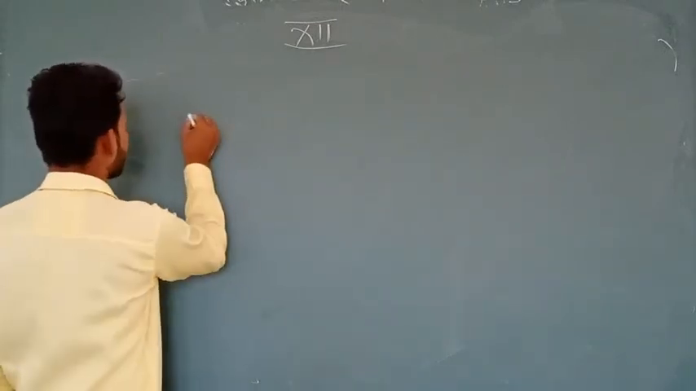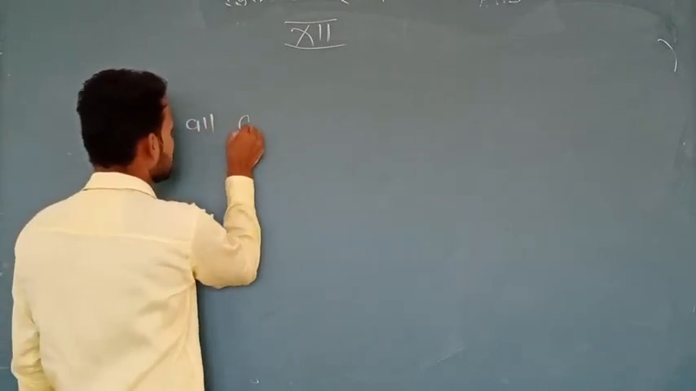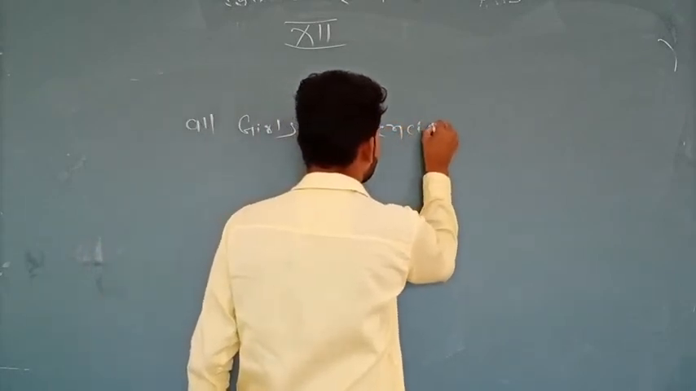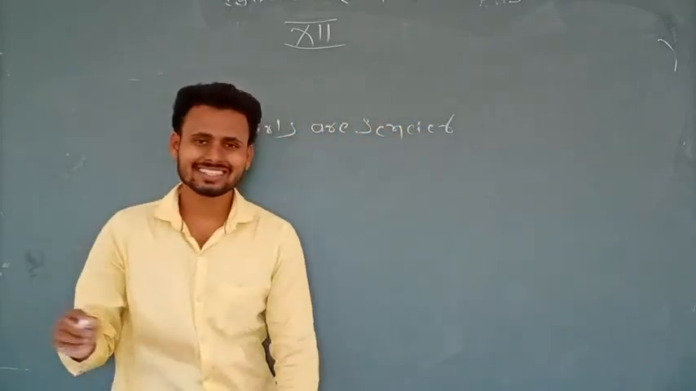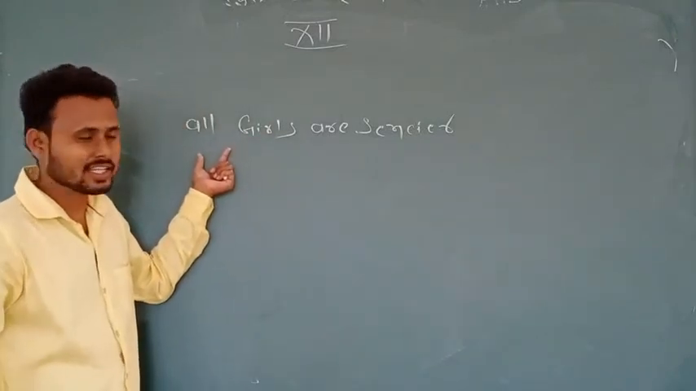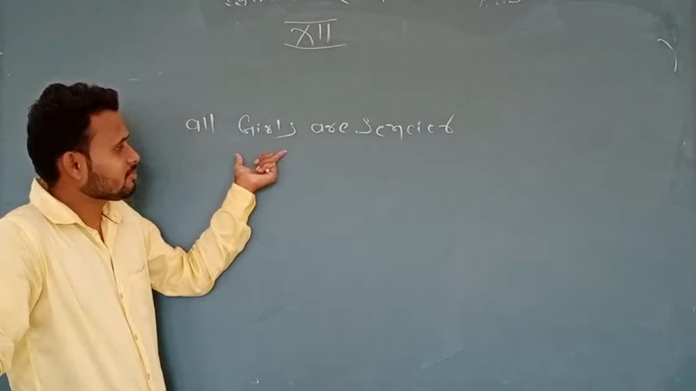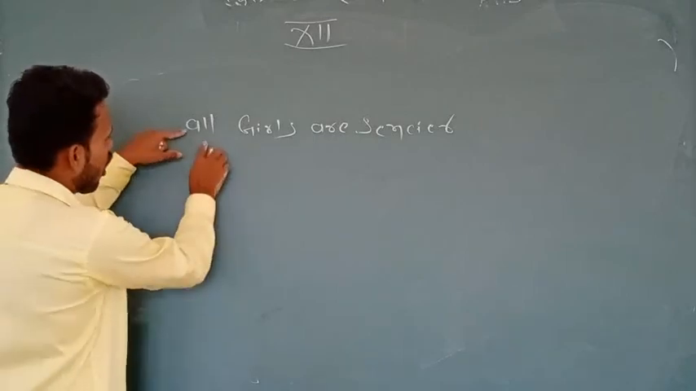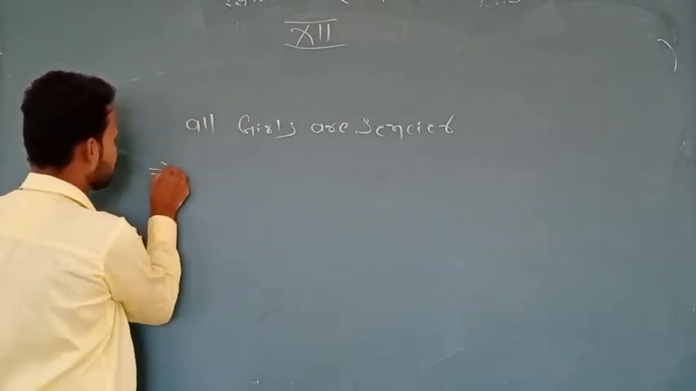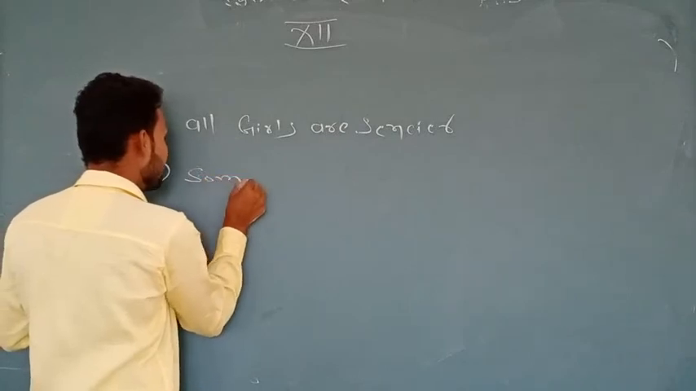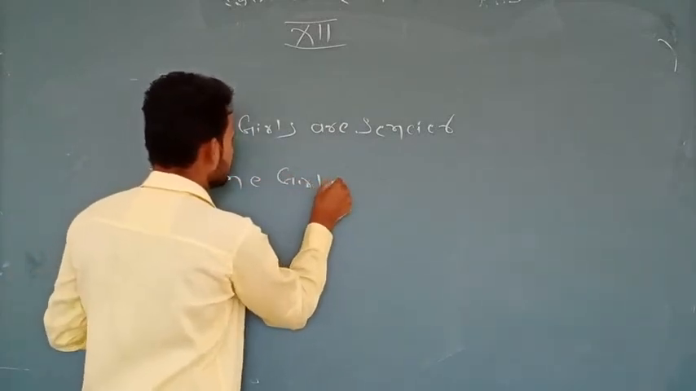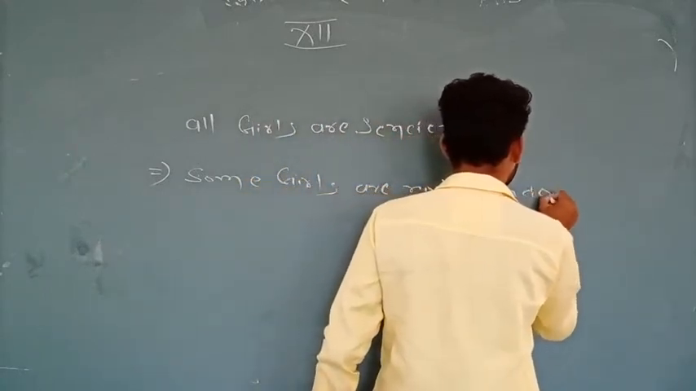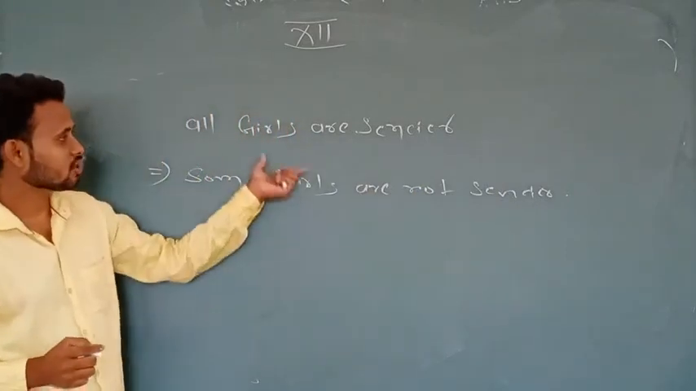For example, all girls are sincere. The given statement is a quantified statement. We have to write its negation. If we write the negation, we replace all by some. Therefore the negation of that statement is: some girls are not sincere, which is the required negation of that quantified statement.